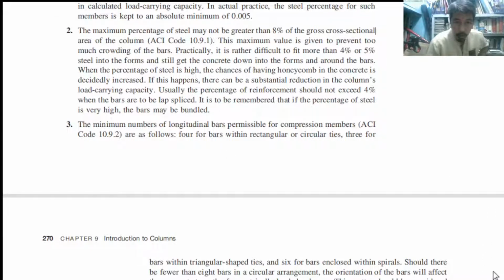So usually the percentage of reinforcement should not exceed 4%. That is the reason why, when the bars are to be lap spliced, it is recommended to remember that if the percentage of steel is very high, the bars may be bundled. You can bundle the bars actually.